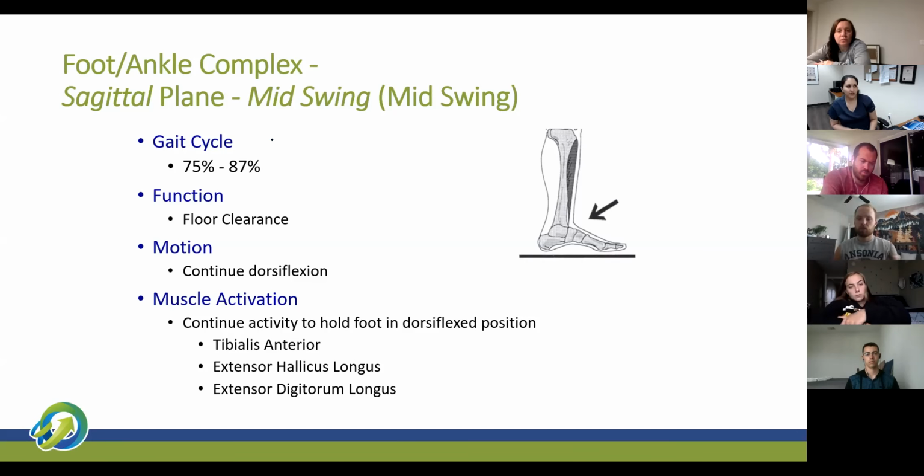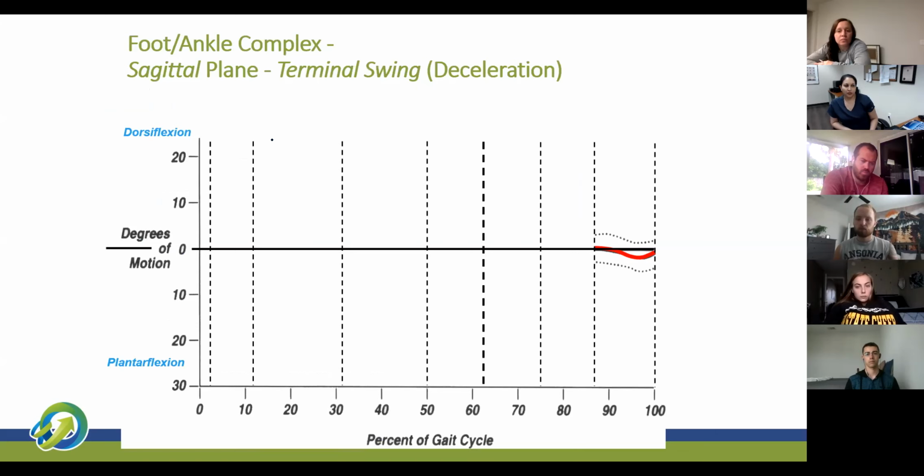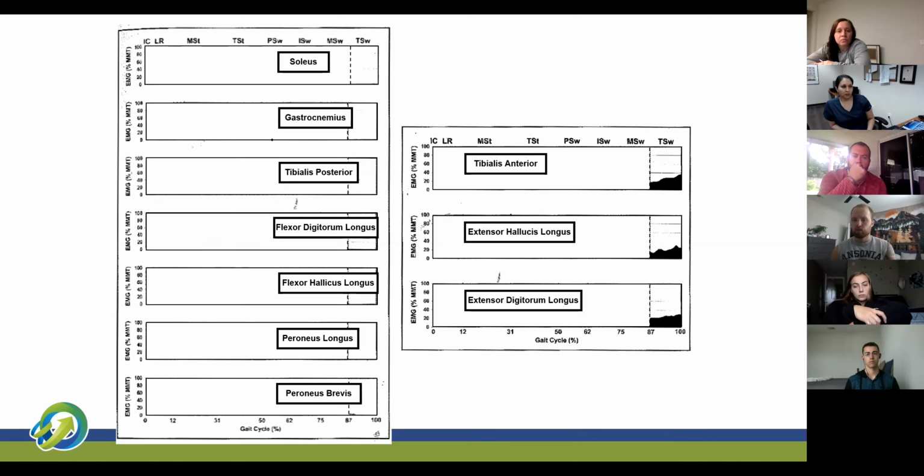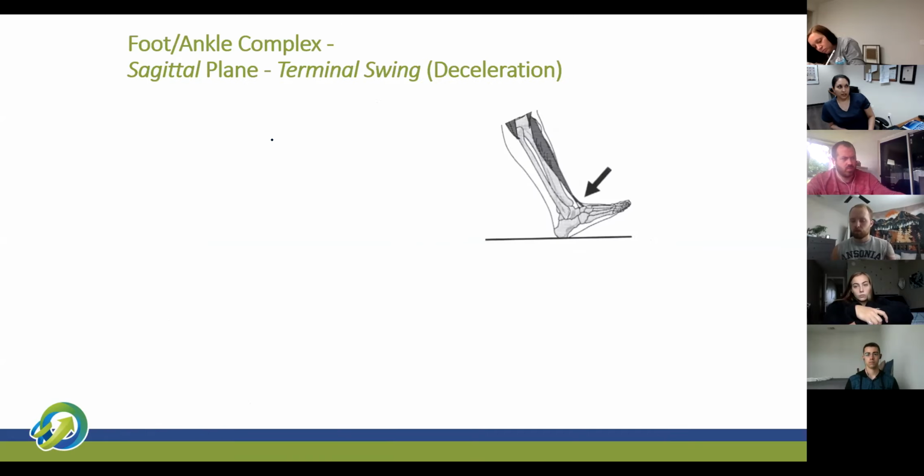Actually, throughout the whole phase, except when we get to terminal swing, we're going to start to decelerate a little bit. And that's where we're going to start using more of our isometric control. So the dorsiflexors are still going to be involved, but isometrically. And it'll be, again, the tibialis anterior, extensor hallucis longus, and extensor digitorum longus. Okay, and that's the last part of the cycle, 87 to 100%.